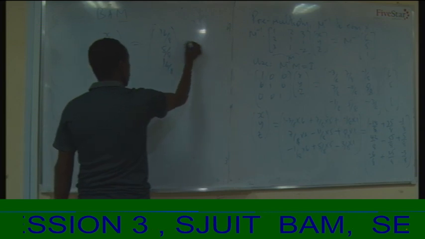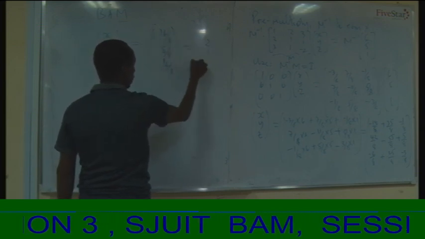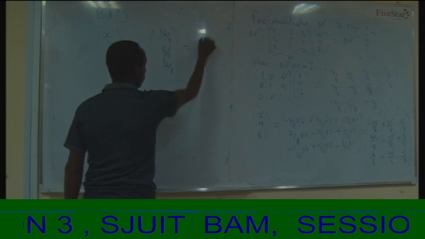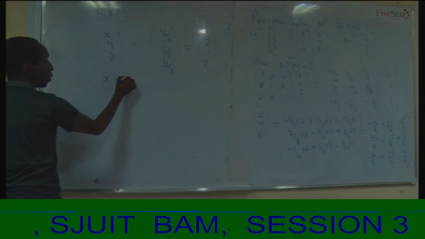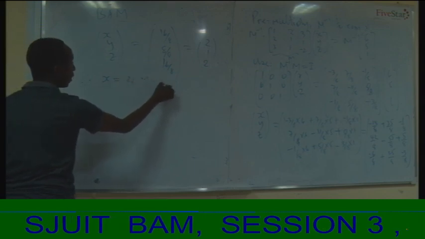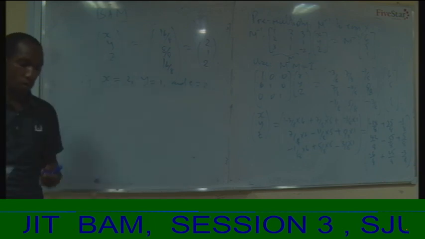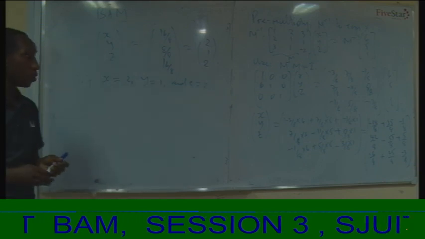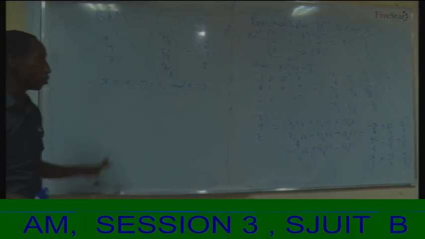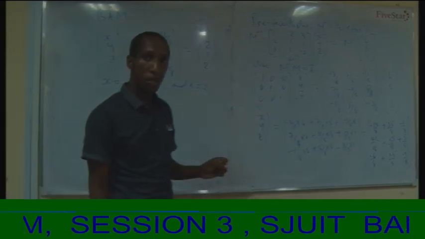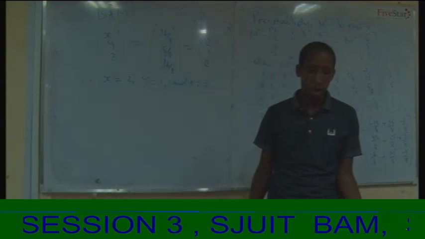Now this simplifies: 16 over 8 is 2, 8 over 8 is 1, and 16 over 8 is 2. So therefore from here, we have x equals 2, y equals 1, and z equals 2. So we have used the matrix method, that is the inverse of a matrix, to solve the simultaneous equations. Thank you. Let's meet next time for other questions.